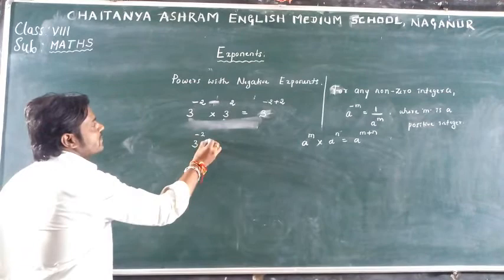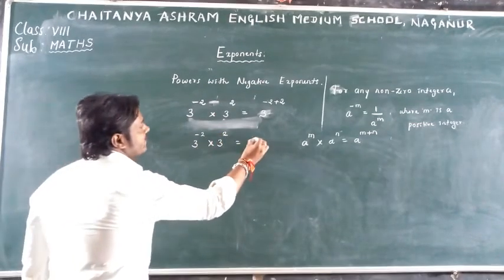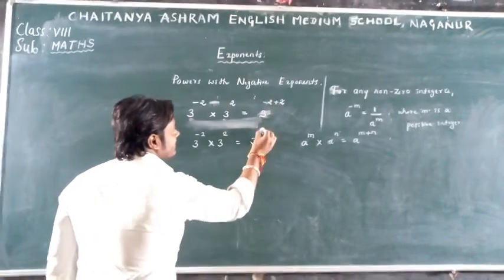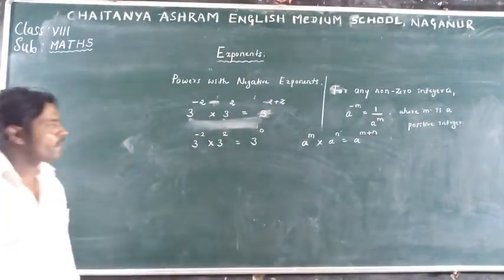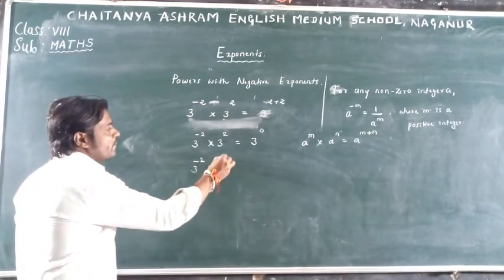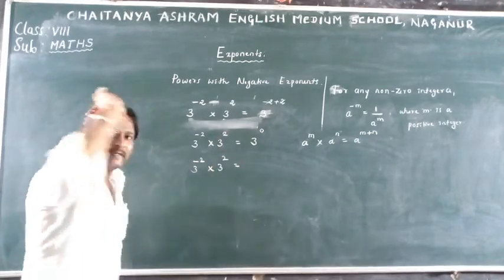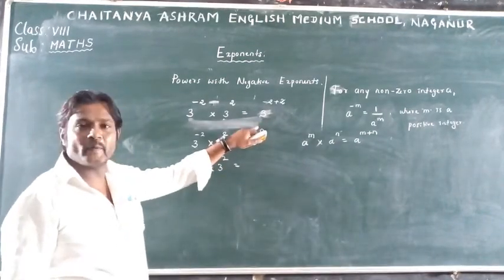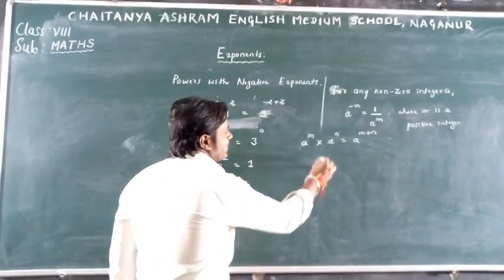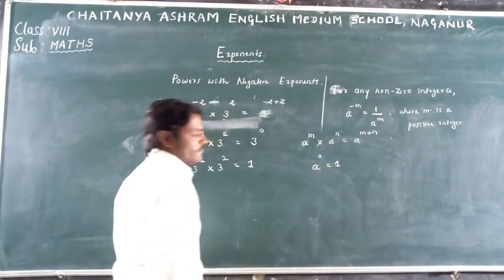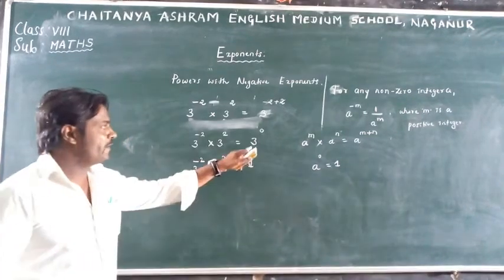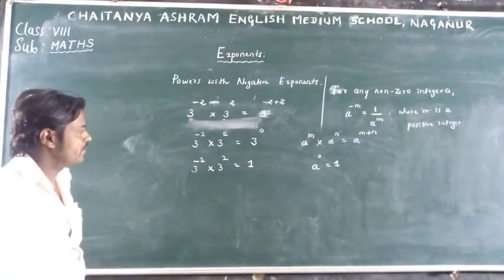3 raised to the power minus 2 into 3 raised to the power 2 is the same as 3 raised to the power minus 2 plus 2, which is 3 raised to the power 0. Last year we learned that anything raised to the power 0 is always equal to 1. That is, a to the power 0 is equal to 1. We learned that in our previous standard. So 3 raised to the power 0 is equal to 1.